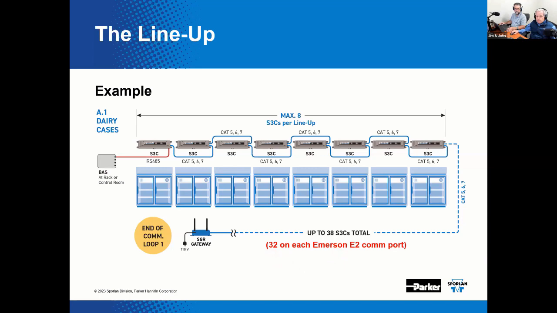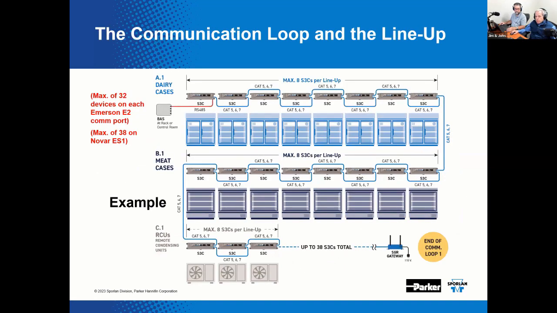Now let's take a look at this. Here's an even more detailed example of the communication loop and the lineup together with dairy cases, meat cases, and even remote condensing units being depicted. Again, we note 32 devices on a loop with this BAS and 38 on this manufacturer's.